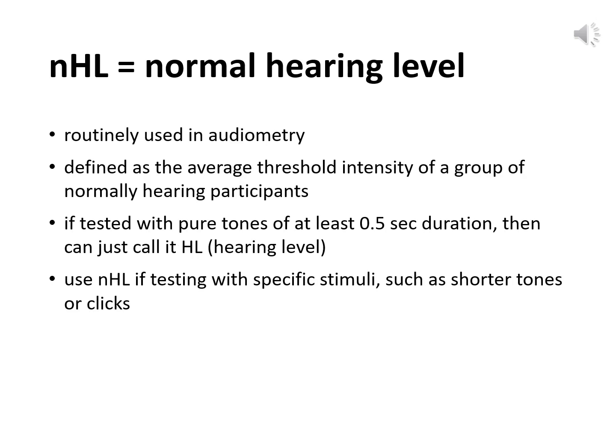The second scale that I will describe is commonly used in audiometry labs. It is called dB NHL, or normal hearing level. It's defined as the average threshold intensity for a group of normally hearing adults. The scale is used in certain places. For example, a lab that has a noisy background environment.